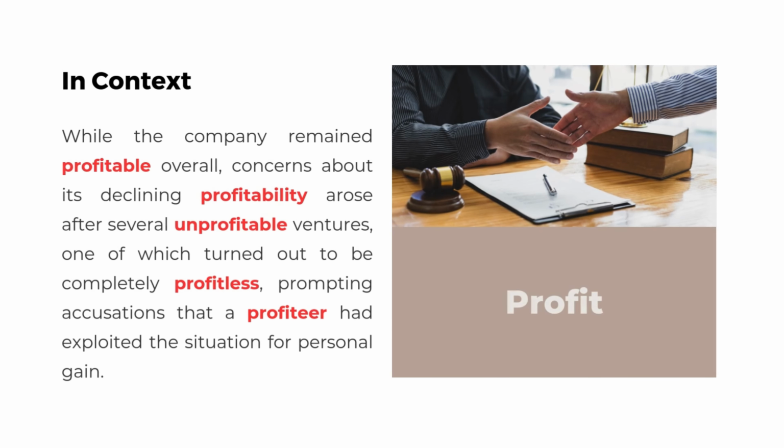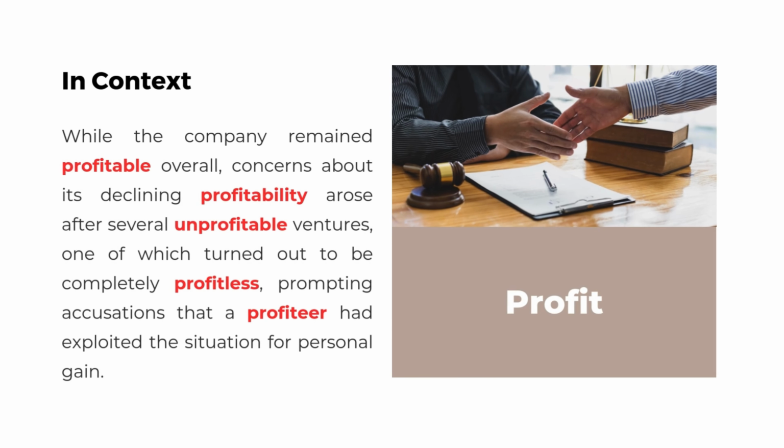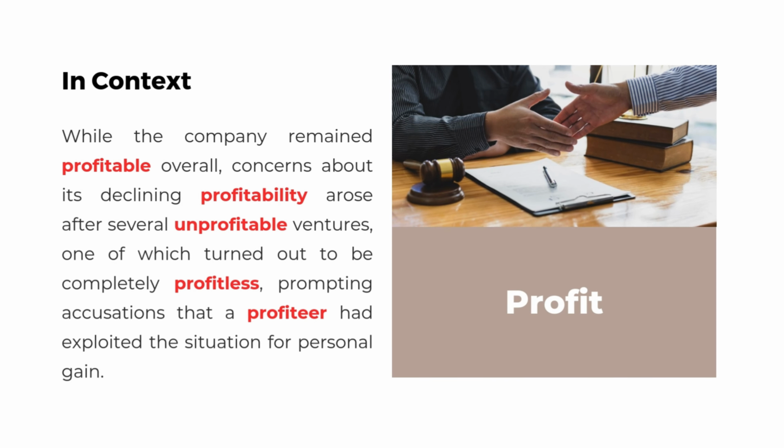Here's how these 5 words would work together in context. While the company remained profitable overall, concerns about its declining profitability arose after several unprofitable ventures, one of which turned out to be completely profitless, prompting accusations that a profiteer had exploited the situation for personal gain.